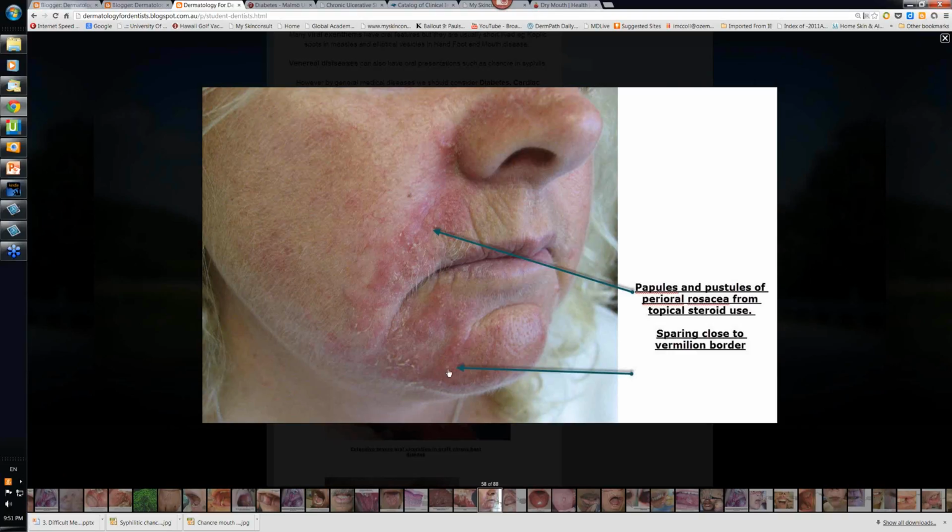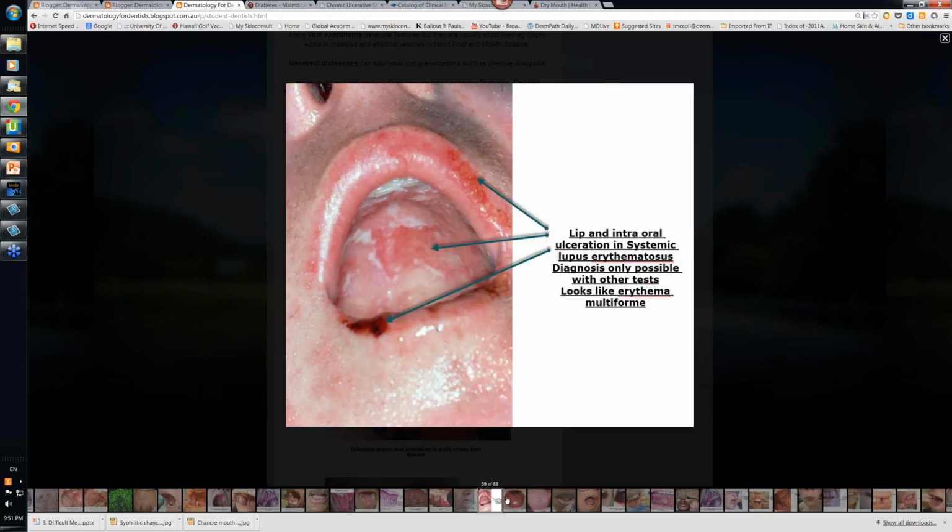There's overgrowth of a little mite called Demodex in these little pustules. And of course, if they stop the steroid, it flares up badly. But they need to stop it in the long term before this is going to settle down.